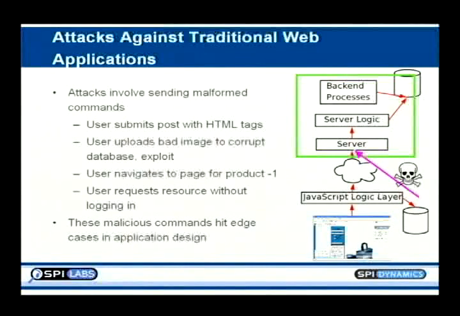So how do we attack traditional web applications? Because we're doing it right now. Well, really, the attacks involve sending malformed commands. So we'll submit a post with script tags in it, trying to do a cross-site scripting attack. We'll upload a really bad GIF image or a ping image as our avatar for a forum, trying to corrupt their backend systems. We'll tell the web app, hey, give me product ID -1.